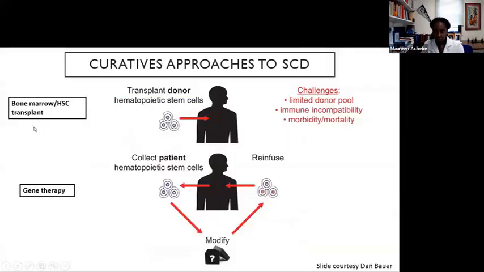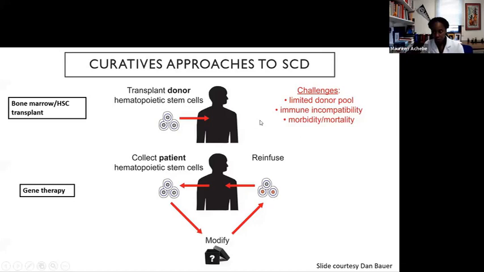In bone marrow transplant, called stem cell transplant or HSC transplant, we're taking cells from people who do not have sickle cell disease, and we're infusing them into patients who do have sickle cell disease. Now, this is met with a few challenges, such as a donor pool. So we need to find people who do not have sickle cell disease to act as donors. And there's some immune incompatibility.